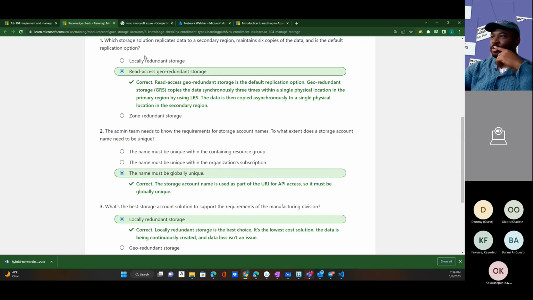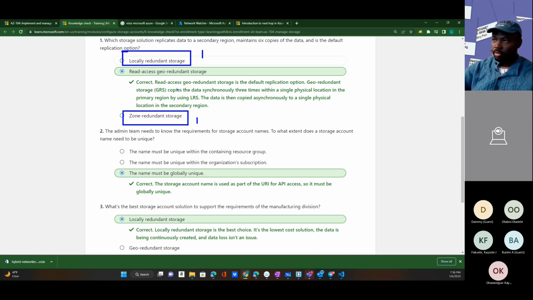So number one, which storage solution replicates data to a secondary region? These two, locally redundant and zone redundant, are within region one. So they are region specific. Locally redundant storage, this is data center. Okay, 3 copies in a data center. Zone redundant storage is 3 copies in a region.